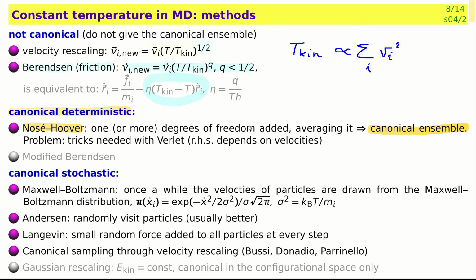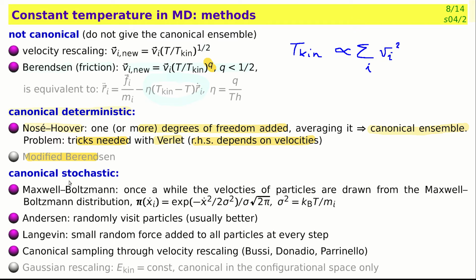But there is no free lunch. There are problems with the Verlet method, because this equation of motion here contains the right-hand side which depends on velocities. So either we must do some tricks or we can use the Gear methods. There is also a modified Berendsen method in a smart way that will get a canonical ensemble, but it is not widely used, as I know.